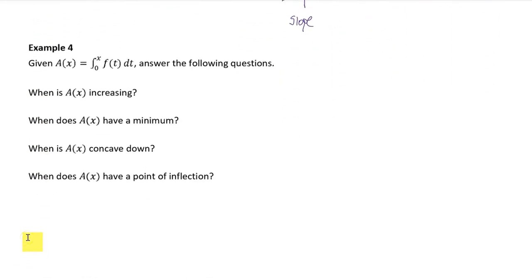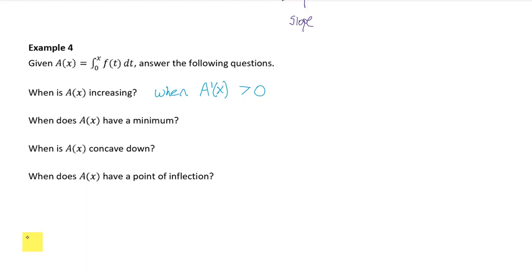Given another area function, a of x equals the integral from 0 to x of f of t dt, answer the following questions. I would encourage you to turn off the recording, try answering these on your own, see what you can answer. We've talked a lot about derivatives and increasing, decreasing, all that kind of stuff. So, when is a increasing? Well, I know that any function is increasing when its derivative, a prime of x, is greater than 0.